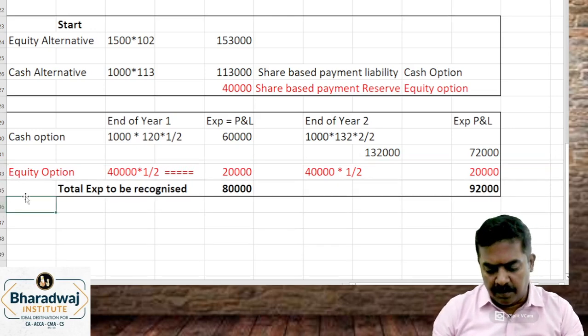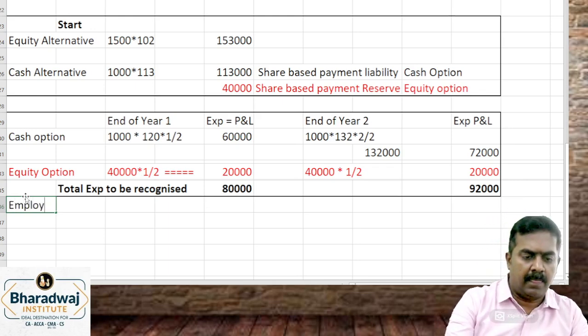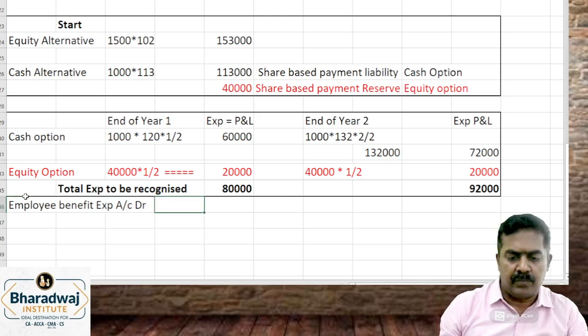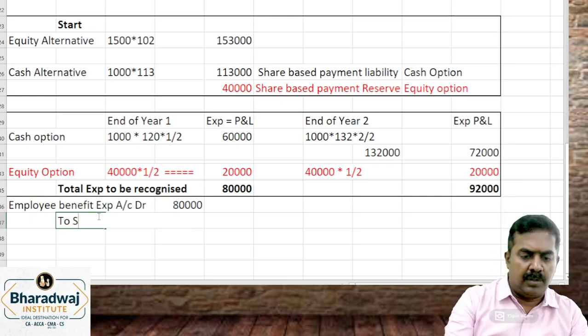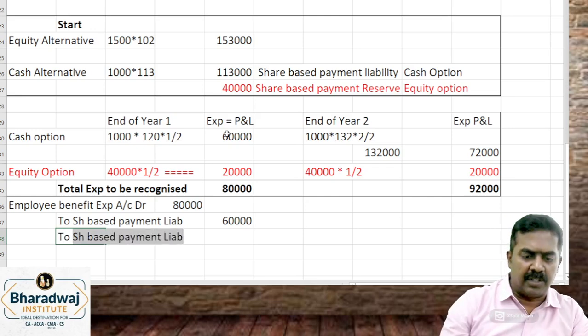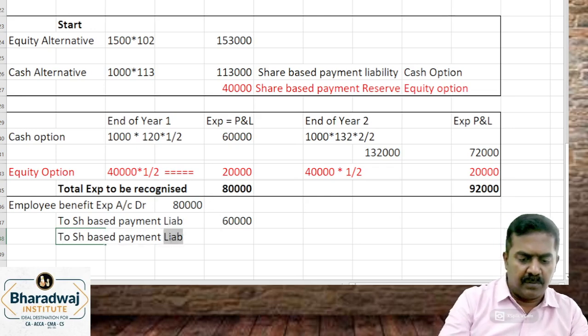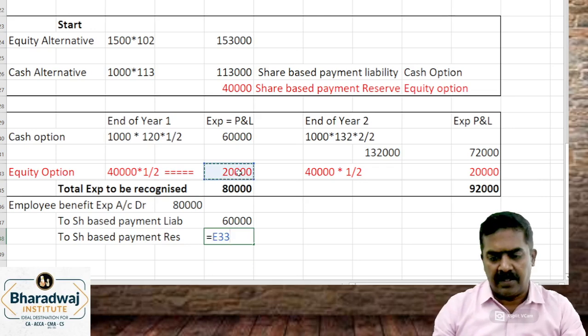What is the journal entry you will pass? First year 80,000 to share based payment liability for the cash option, 60,000 to share based payment reserve for the equity component. Share based payment reserve 20,000 will be there.